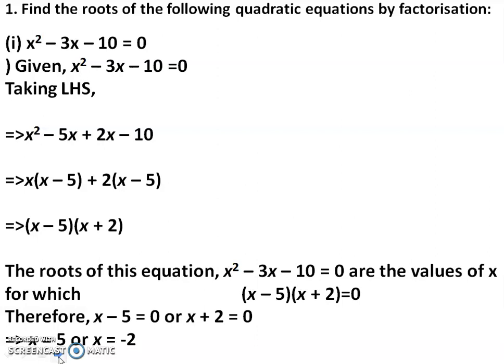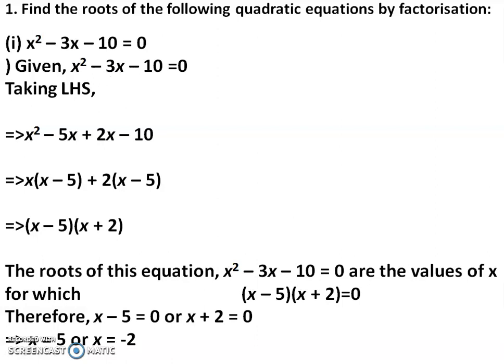You can see that a here is 1. That is, the coefficient of x square is 1. So, it is easy for you to split the middle term. How will you split the middle term? Here, c is negative 10 and b is negative 3. So, you have to split the middle term negative 3 in such a way that when you multiply the two numbers, you should get negative 10 and when you add, you should get negative 3.